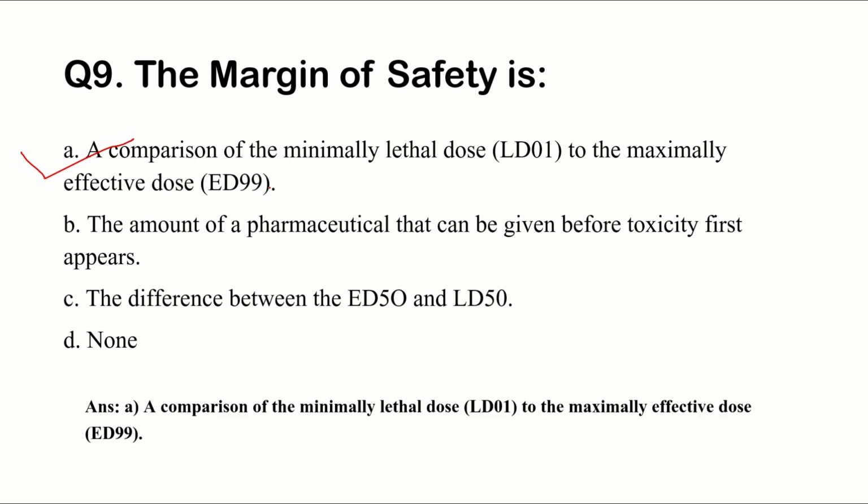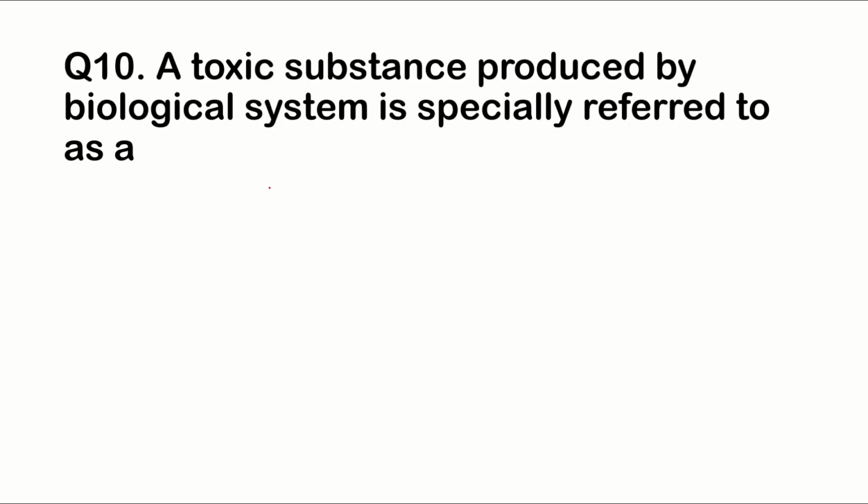So okay, next is question number 10, a toxic substance produced by a biological system is specially referred to as a toxicant, toxin, xenobiotic, or poison. So the right answer for question number 10 is B. A toxic substance produced by a biological system is specially referred to as a toxin.